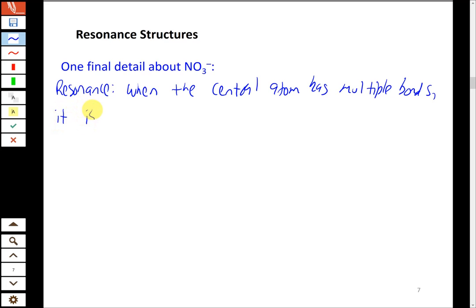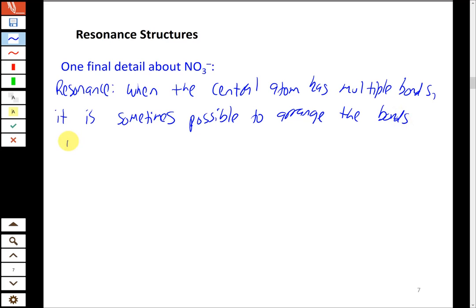But at this point, what we can find is that it's sometimes possible to arrange the bonds in different ways. And so if we illustrate it with NO3-, the one we've been working through last time and all of today, we'll see how this comes into play at times. In other words, sometimes there's more than one way to draw the structure that follows the octet rule and minimizes formal charge. There's more than one way to draw what you would call the best Lewis structure. And so in reality, the real structure of the molecule is sort of a blend of all of those possibilities.